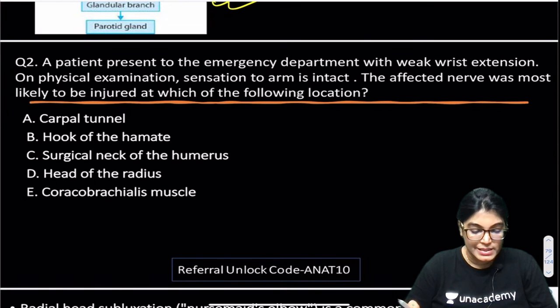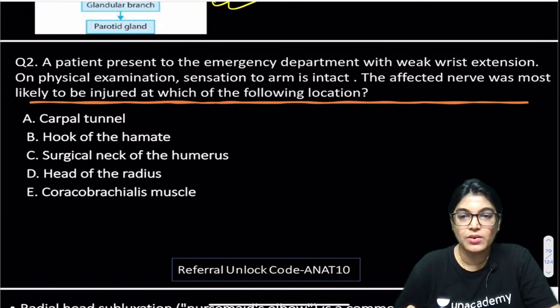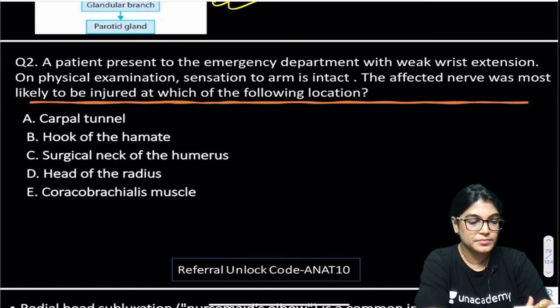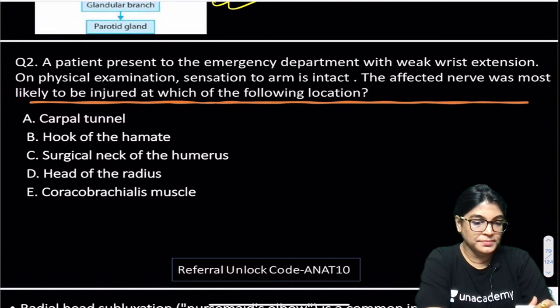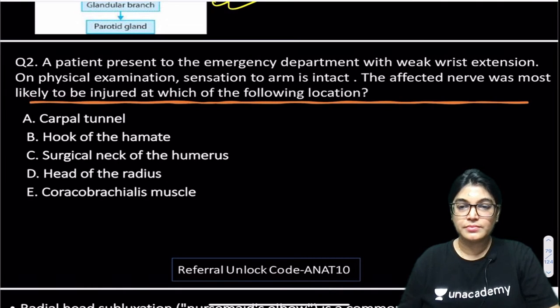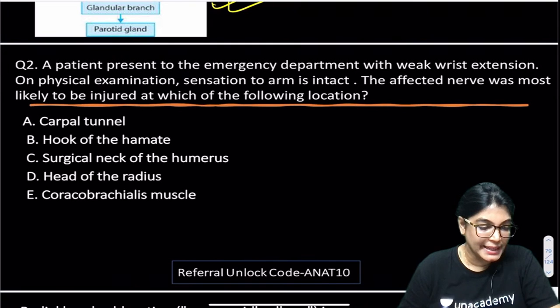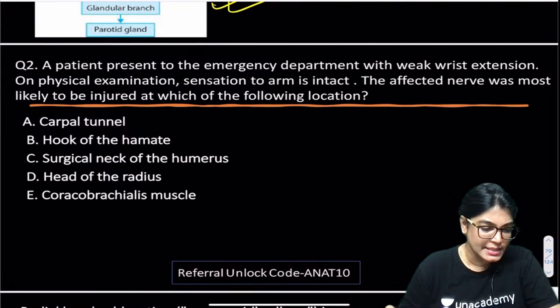Okay, so Kumaran is telling it's D. Pratik Shahu is also telling it's D. What about others? Okay, so I got two answers and both of them are telling it's D. So few students are telling it's D.